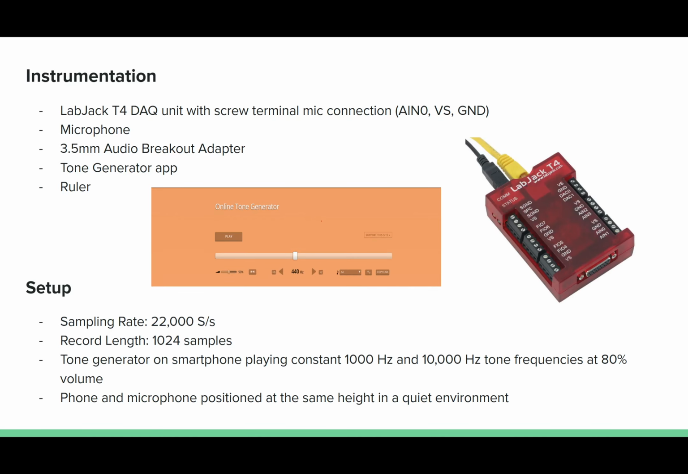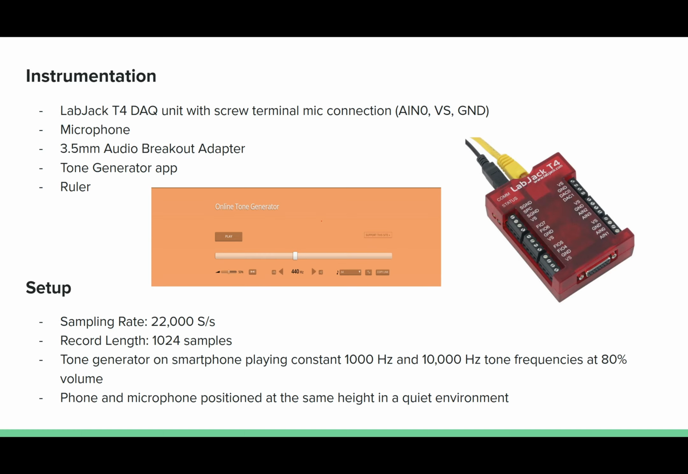So moving on to the approach. For this experiment, I used a LabJack T4 DAC unit connected to a microphone. I also used a 3.5mm breakout adapter and a tone generator app to produce constant tones, as well as a ruler to measure distances. For the setup, the sampling rate of the DAC was set to 22,000 samples per second, and the record length was 1,024 samples.